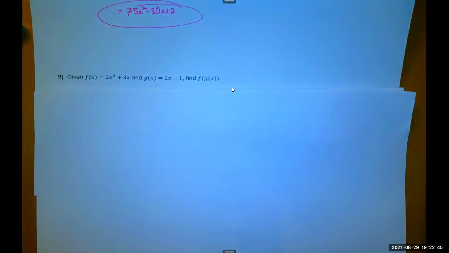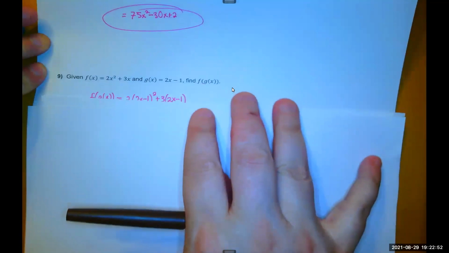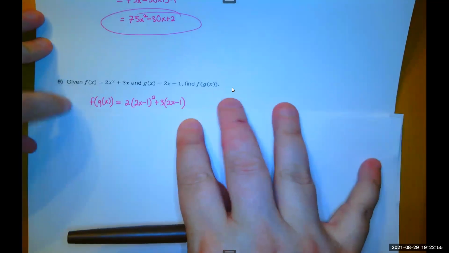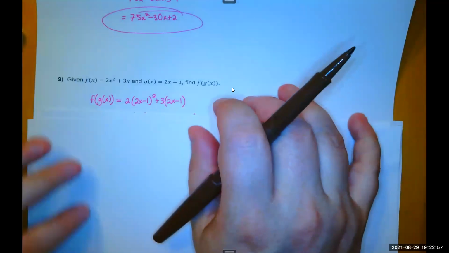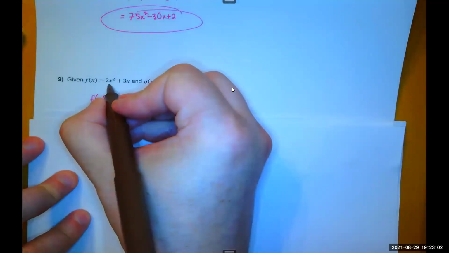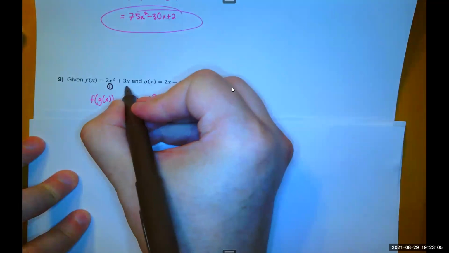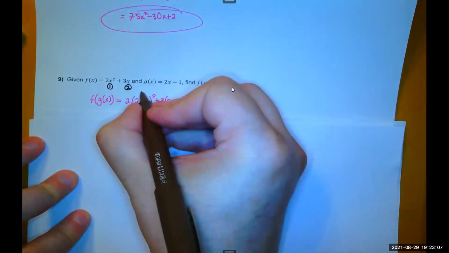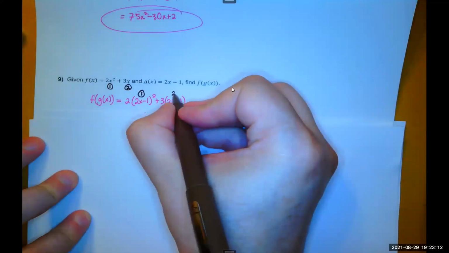One more. If you haven't tried this one already, please pause the video and do so. We're putting g into f, which means every x spot in f gets a g. So we have an x spot right here. It's being squared. We have an x spot right here being multiplied by 3. Here's that first x spot. Notice how 2x minus 1 is being squared. Here's that second x spot. Notice how 2x minus 1 is being multiplied by 3.